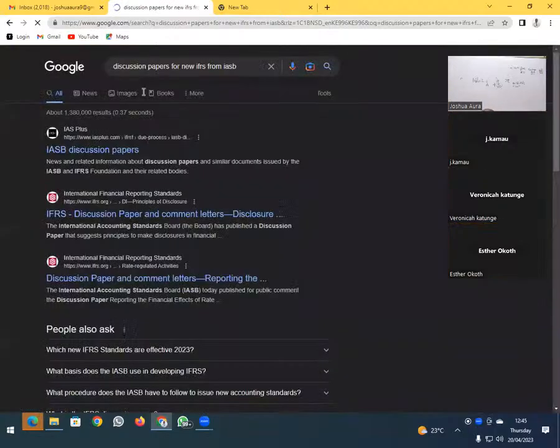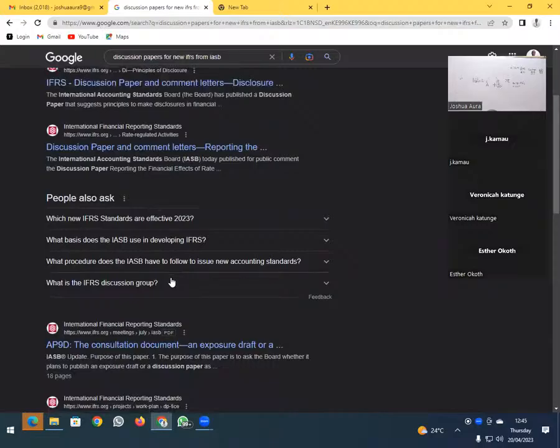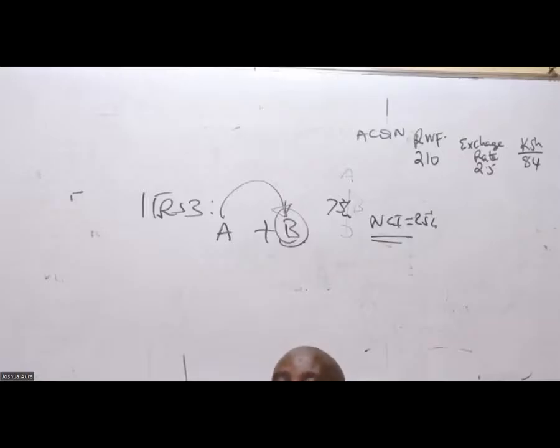Like now here we have IFRS discussion papers and the comment letters, right? These are for what these guys are planning to produce. Like now they are planning to produce so many standards on environmental matters. They've already created a new body. So there must be a discussion paper that is produced. The board, through its technical committee, will come up with a discussion paper that they will circulate to all member bodies, including ICPAK, and put on their website.